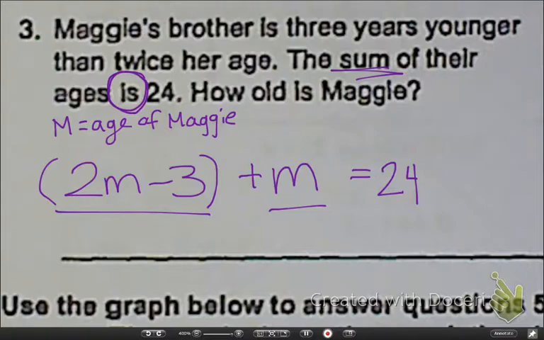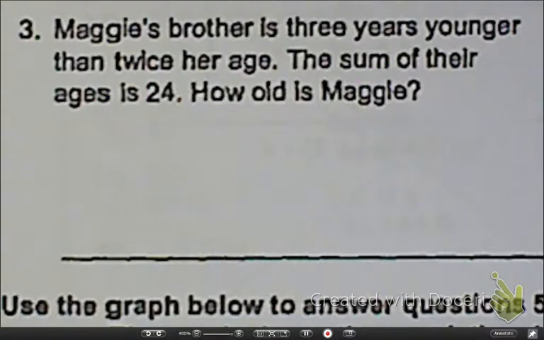So if we're going to solve this equation, we need to start by combining like terms. I'm going to write this a little bit smaller because right now it takes up too much room. So 2m minus 3 plus m equals 24. Make sure you have that written on your paper. Now notice that I took away the parentheses. The reason I took those away is because nothing was being multiplied to them, so nothing was going to change what was in the parentheses. The only reason I grouped those together in the first place was to show you that that represented the age of Maggie's brother. But now that we're trying to find the sum, I'm just going to add them together.